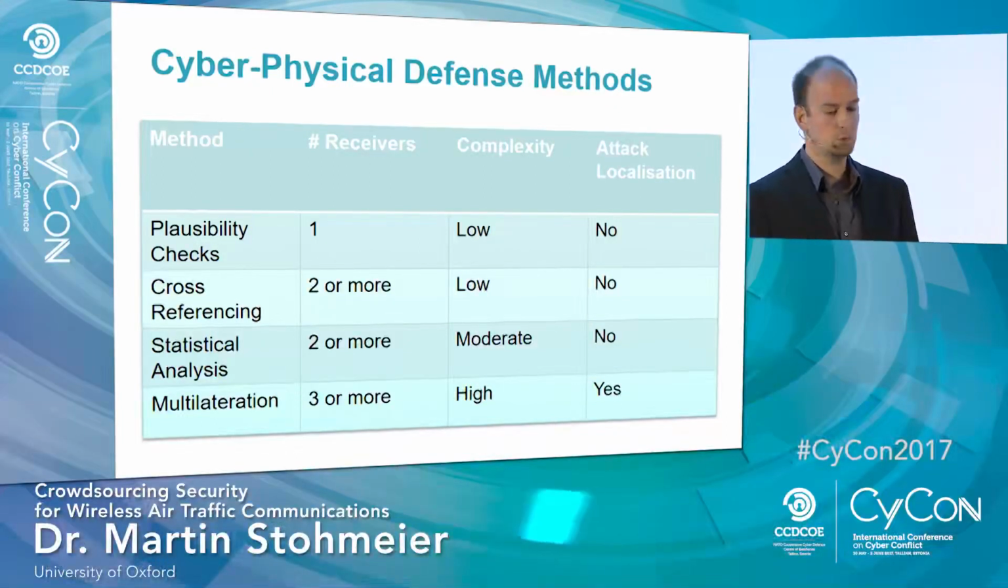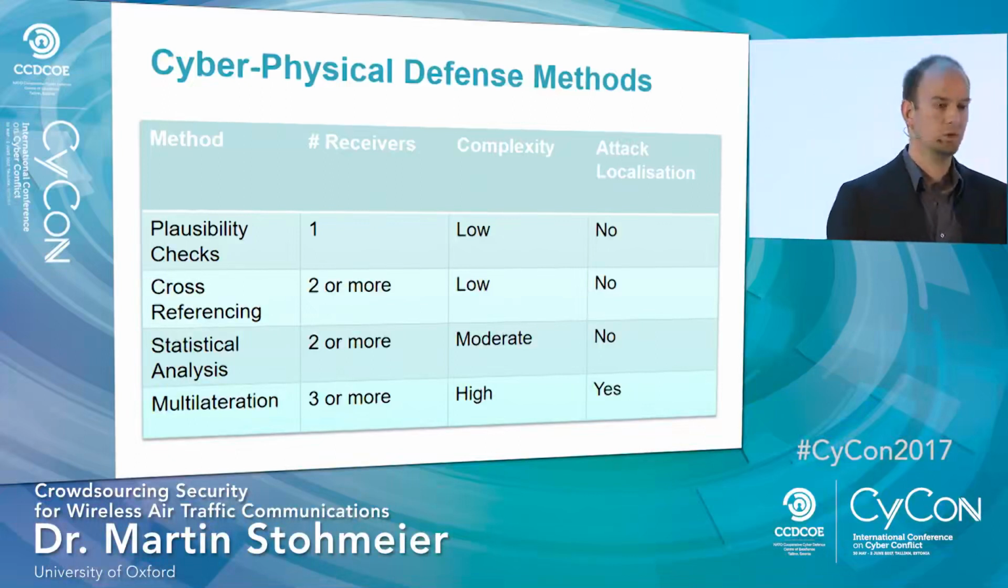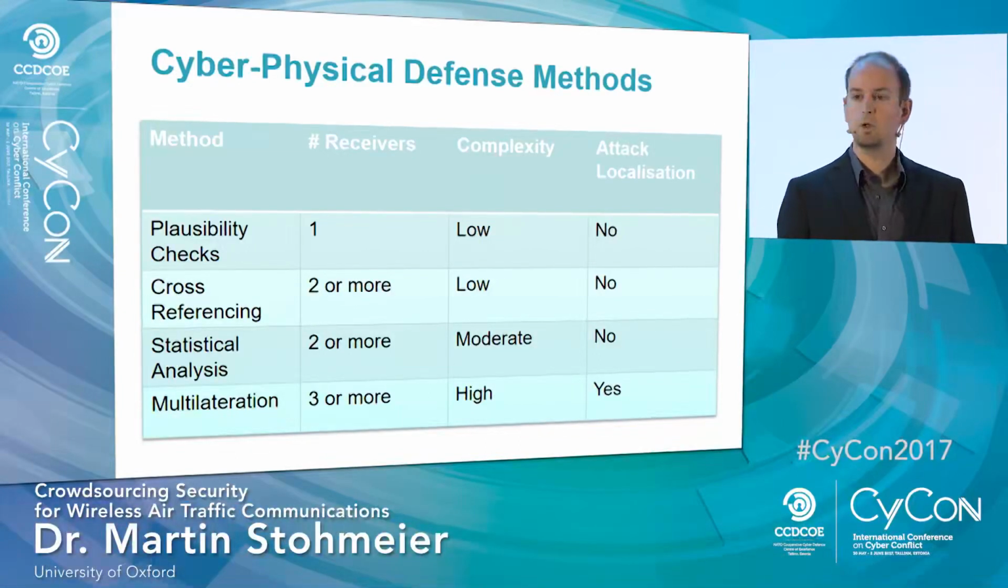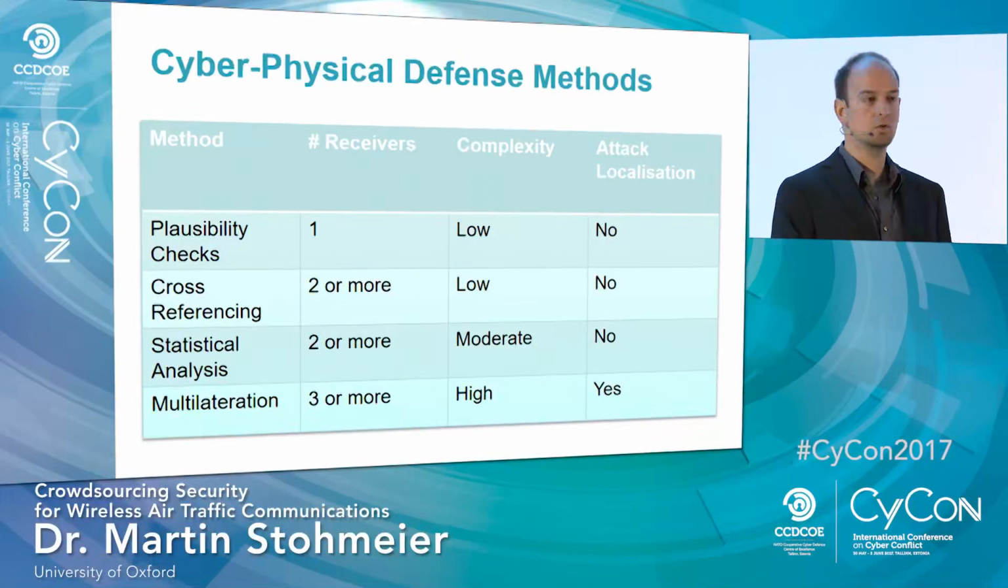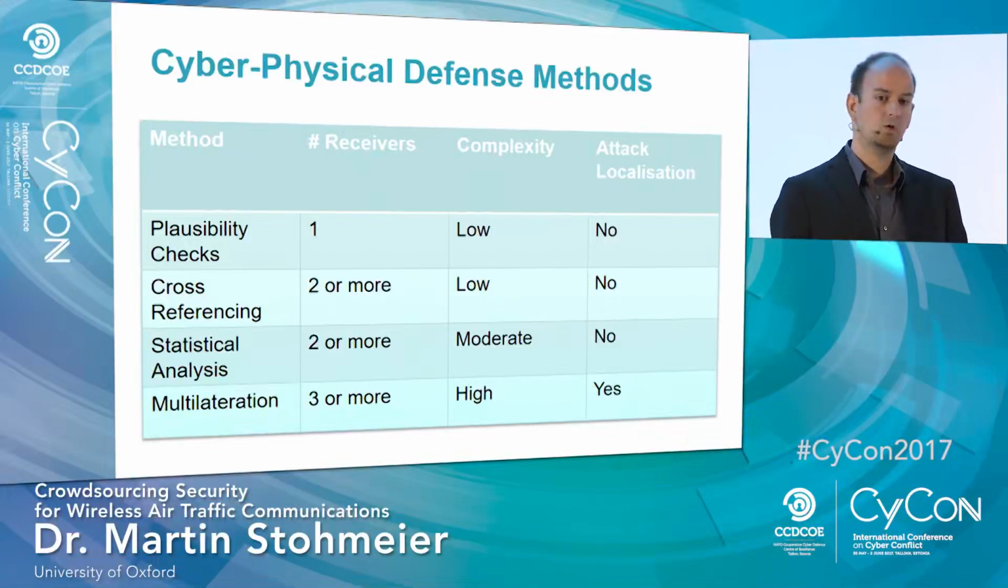So this table shows 4 different approaches we looked at for this paper. First of all are simple plausibility checks, which you can do with a single receiver, very low complexity. Basically, you check whether whatever you get from the aircraft even makes sense. If it's outside of the receiver's physical range, then clearly something's up. Similarly, the second approach, cross-referencing. If you have a number of overlapping sensors, you can cross-reference their information, and if they should have received the same data but are reporting different data, then we have to decide what's going on here.